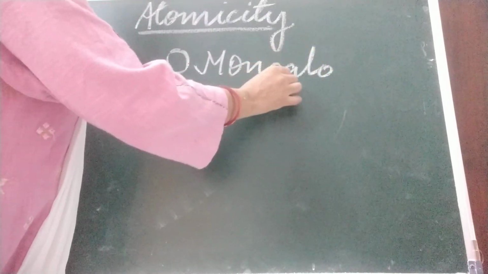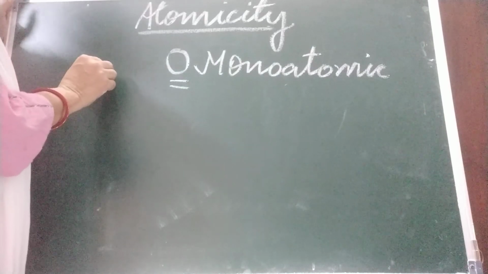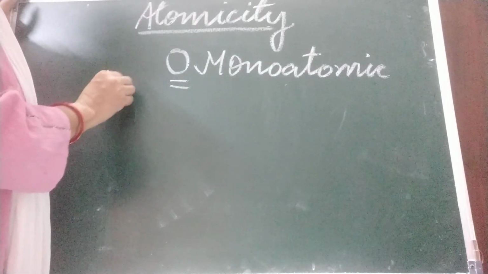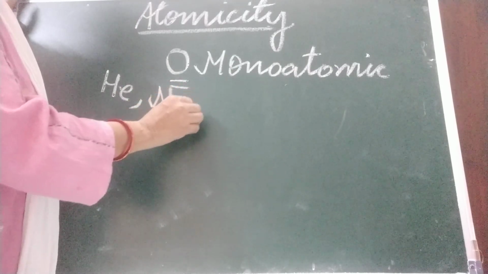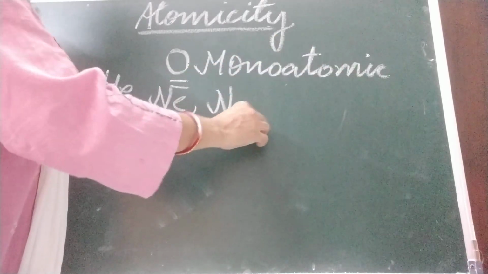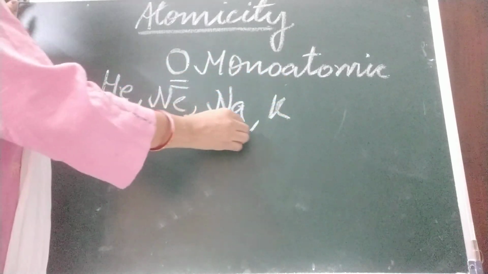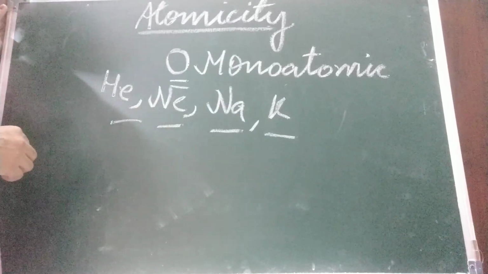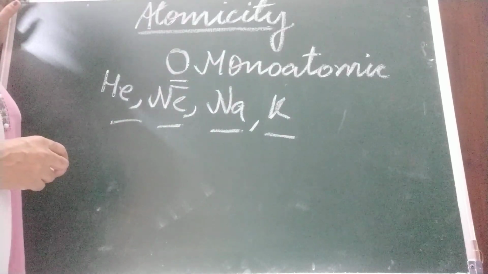Mono means one atom. Examples of monoatomic are helium, neon, sodium, potassium, etc. So all these are what? Monoatomic.